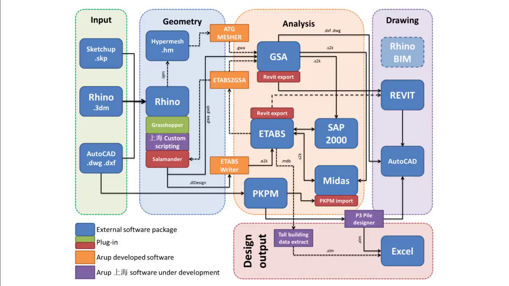And so perhaps we would receive a SketchUp file from an architect, and I knew that I could take that into Rhino, and I could mesh that in Hypermesh and use that to generate a structural analysis file, et cetera, et cetera. And then really end up at a Revit or an AutoCAD or an Excel file, which would then be shared back with that external collaborator.